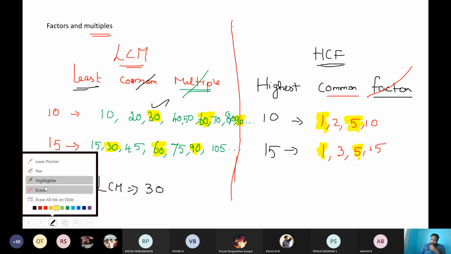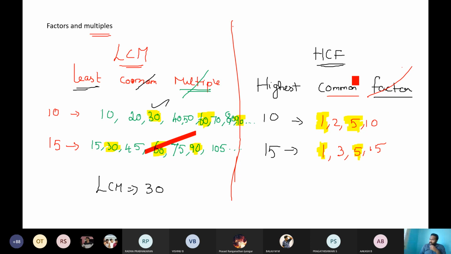Okay. Done. So once that is done, the common factor is also found out. Now, out of the common, which one is the highest? 5. So HCF is 5. Clear, people? So this is what the LCM and HCF term means.